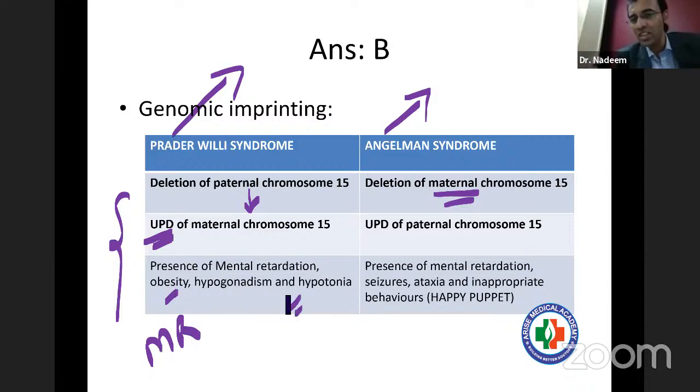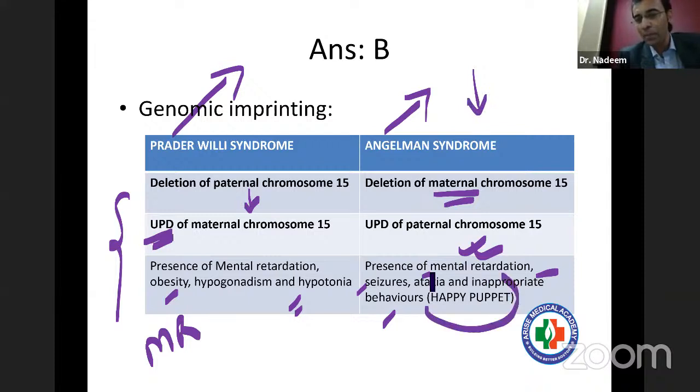But what about Angelman syndrome? I can remember with this one: angel and mother. Maternal chromosome number 15 deletion. So what is happening in Angelman syndrome? There will be mental retardation, and the patient will also have seizures, ataxia, difficulty in walking, and inappropriate behaviors, inappropriate laughter. At any time, the patient will be laughing. So Angelman syndrome patients are also considered happy puppets.